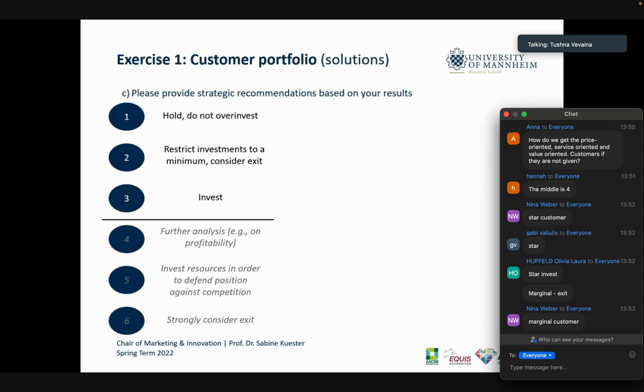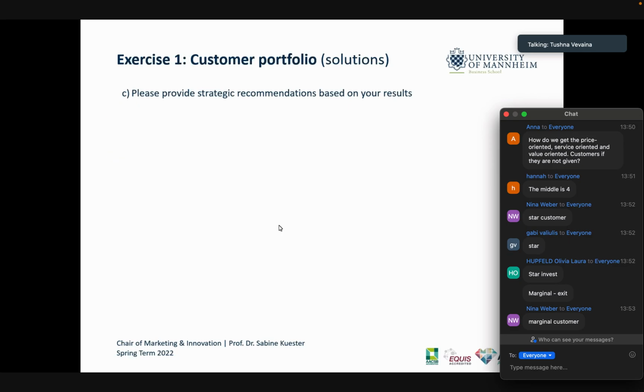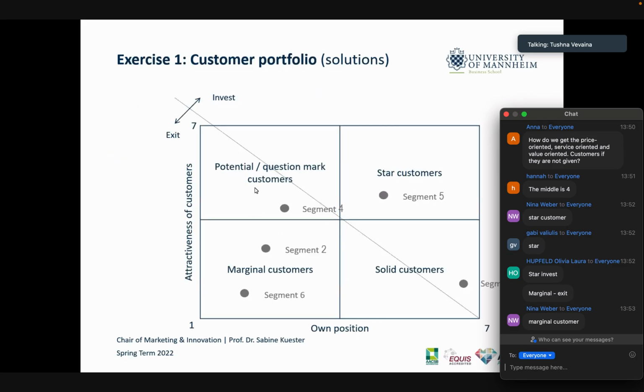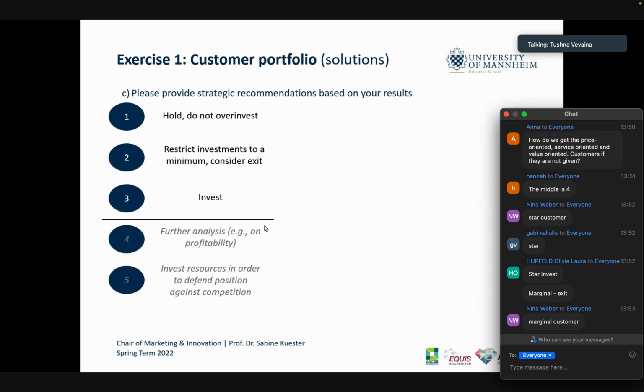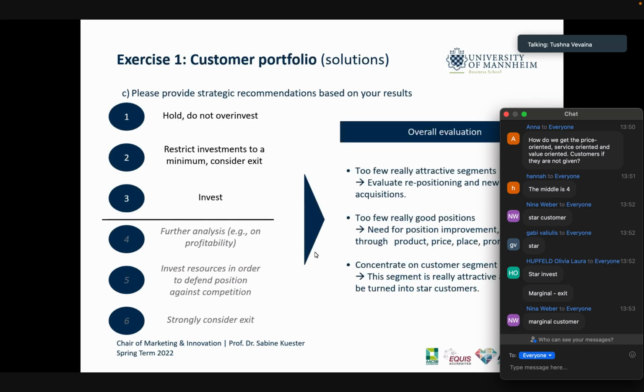And similarly for 4, 5, and 6, depending on where in the graph we were able to plot them, we're going to say we can either do further analysis for 4. So where did we have 4? We had 4 in the potential question marks. It's a question mark, so you need to have further analysis, but still it's in the exit part versus what we had for segment 3 in the invest part. So we need to do further analysis. And for segment 5, we said we want to invest resources to defend against competition. And then segment 6 was in the extreme lower half, left-hand side, marginal customer. So we said we strongly consider an exit.